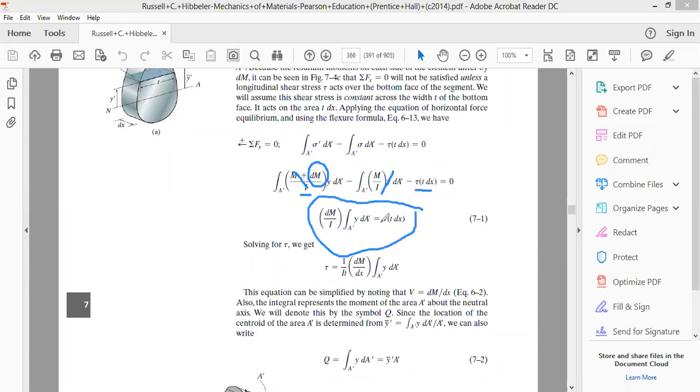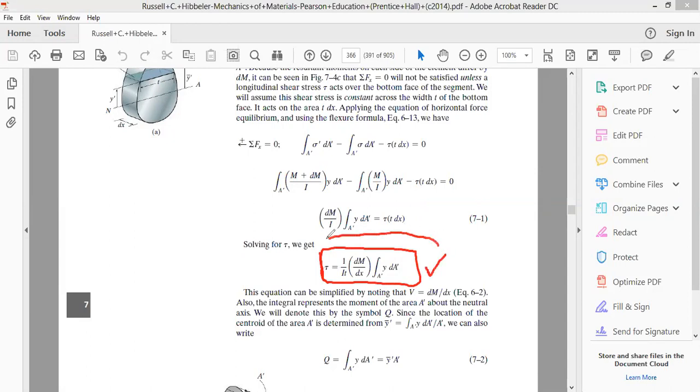So from this formula, take t dx on the left hand side, and we get tau is equal to dM by dx, that is dM by dx, times 1 by I t, times the integral of y dA. So the value of the shear stress will be equal to this much. Therefore, the value of the shear stress is obtained by this formula. This formula is a very, very important formula.